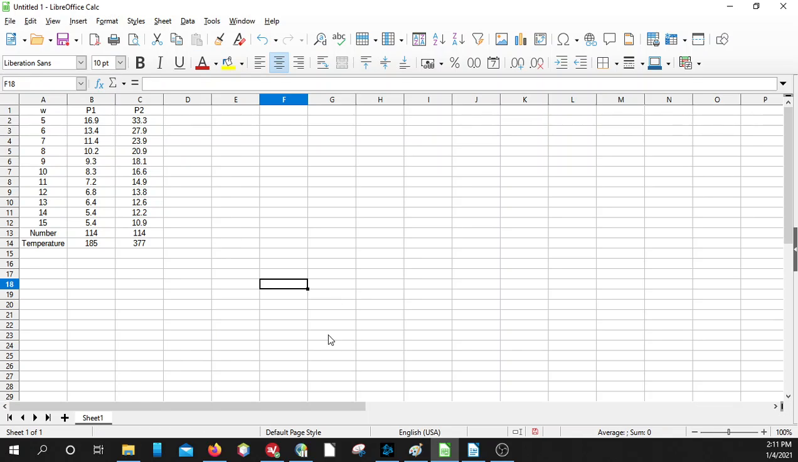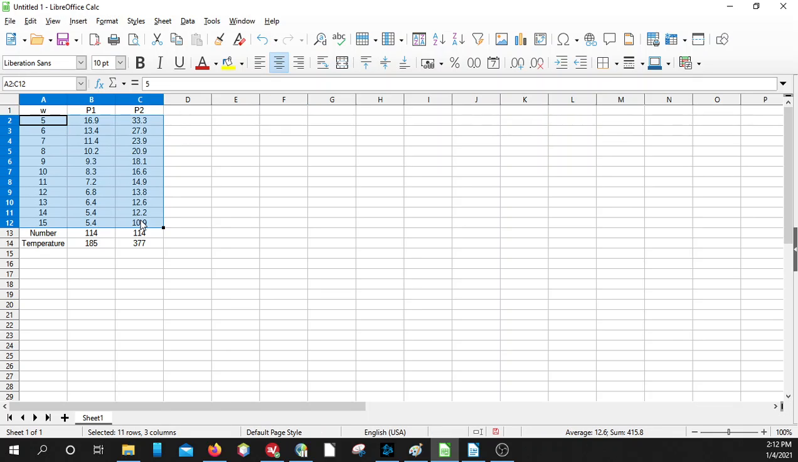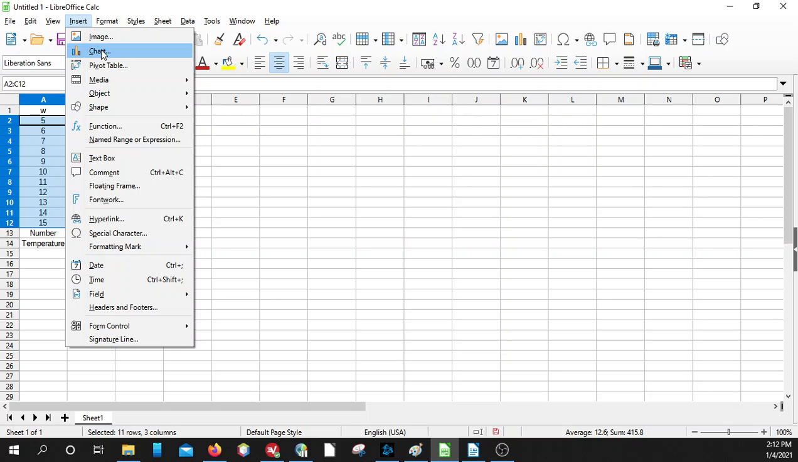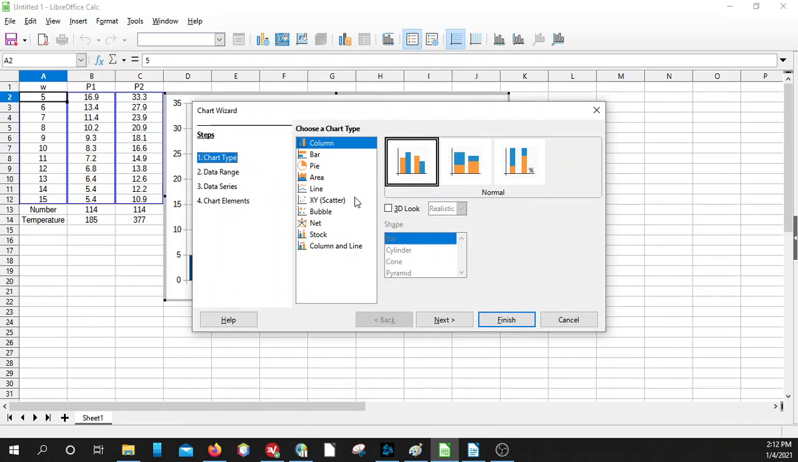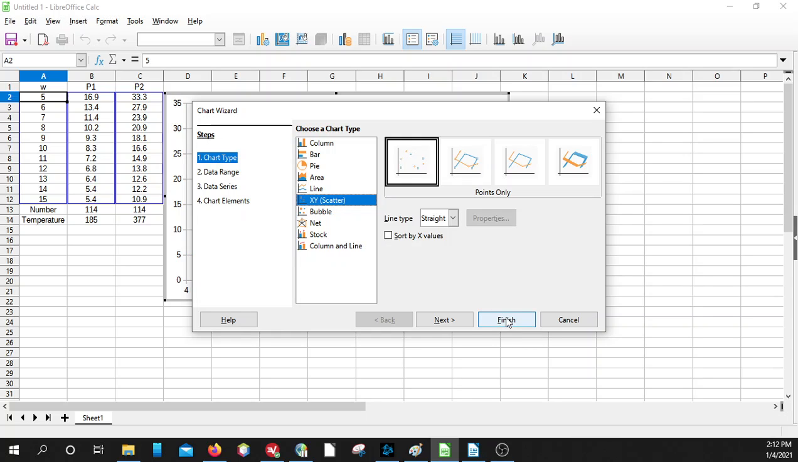The first thing we want to do is plot this data, like make an actual PV diagram. And we want to have both, or in your case, all 3 curves on the same graph. So I'm going to highlight the data, and only the data, not the labels, like the W, P1, P2, and number and temperature. I just want to highlight the actual data. And then I'm going to go to Insert Chart and go to XY Scatter. I'm just going to hit Finish.